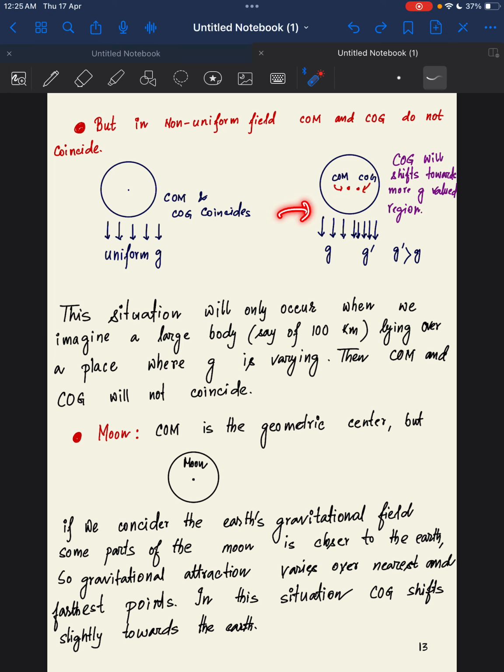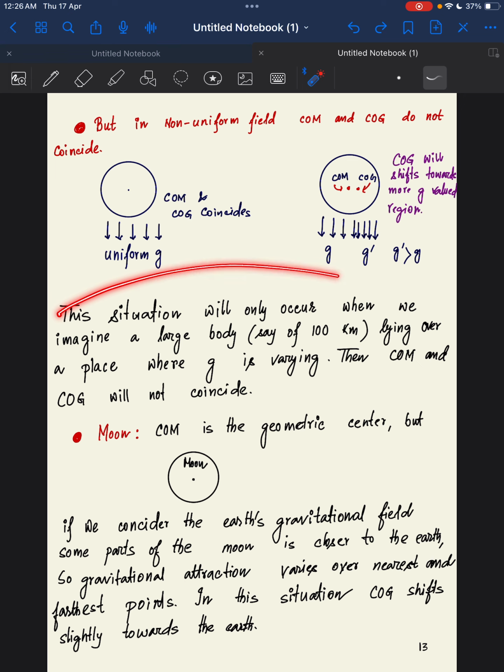Now let's say there is a situation where g is varying over the surface. Let's say g in this region is more compared to these regions. So this part of the sphere, earth will attract more towards it. So your center of gravity will be shifted from the center of mass. So this is an example. If we have a non-uniform g, then your center of gravity can shift from the center of mass. This situation will only occur when you imagine a large body, say of 100 km, lying over a place where g is varying, then center of mass and center of gravity will not coincide.